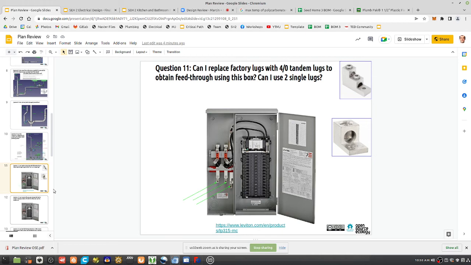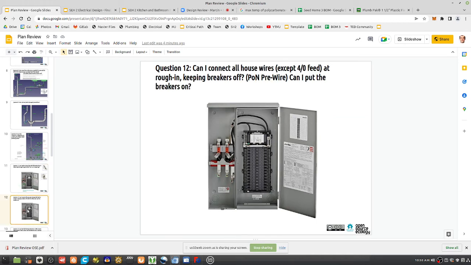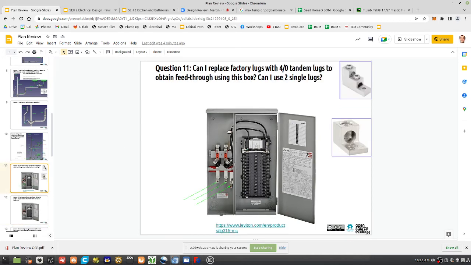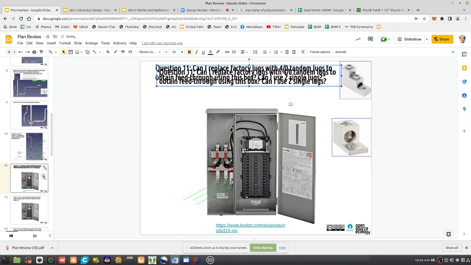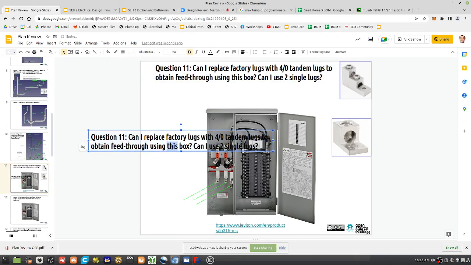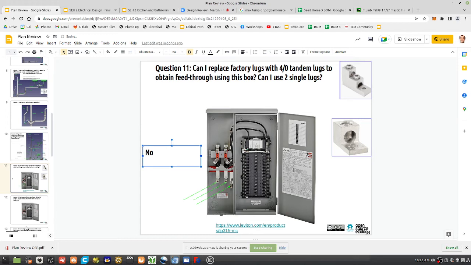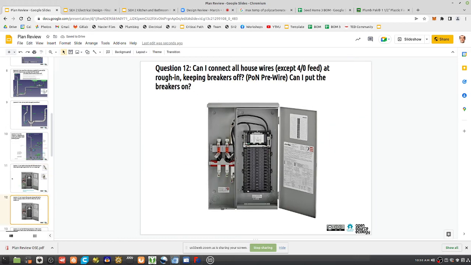Okay, I see. So the answer here is no, which I would think, because this is not designed for that. It hasn't come out of the factory for that specific use. Okay, question 12.